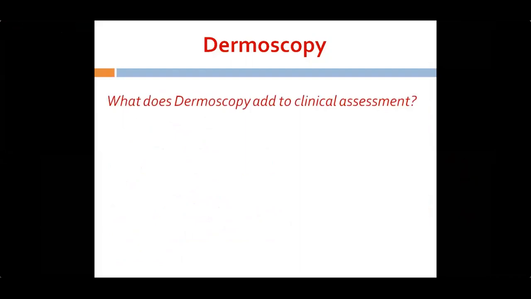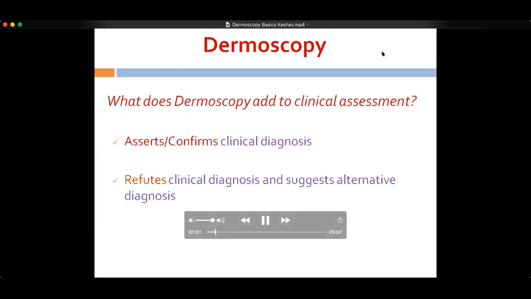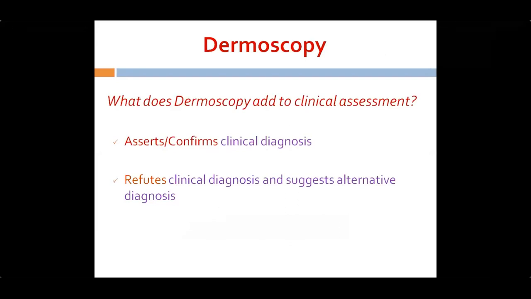So what does it actually add? Either it helps you to confirm your clinical diagnosis, or it can assert your clinical diagnosis, or sometimes it can actually refute your clinical diagnosis and suggest an alternative diagnosis, which you can later confirm with biopsy. If nothing at all, dermoscopy at least narrows down the clinical differentials. If you have 4 or 5 clinical differentials, following dermoscopy they are definitely narrowed down to maybe 2 or 3. So this is how dermoscopy helps you in routine clinical assessment of skin lesions.